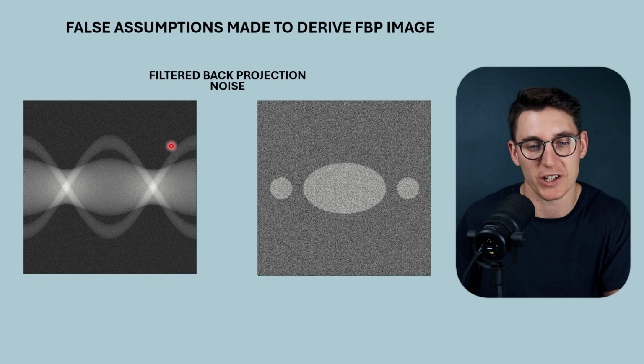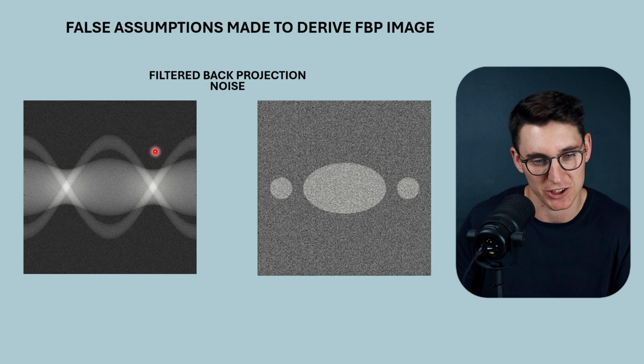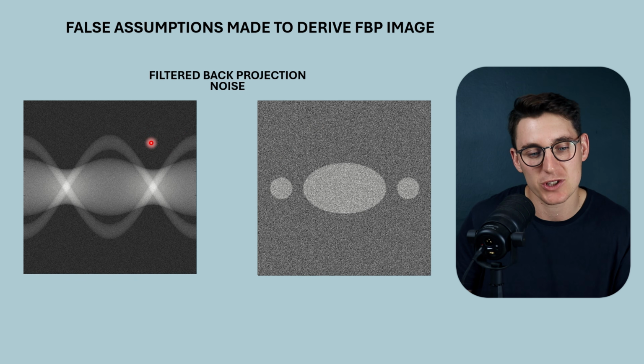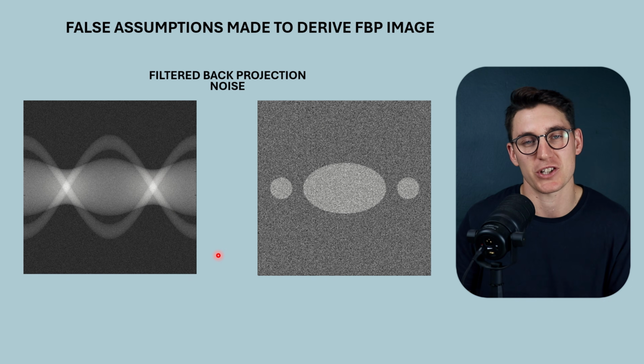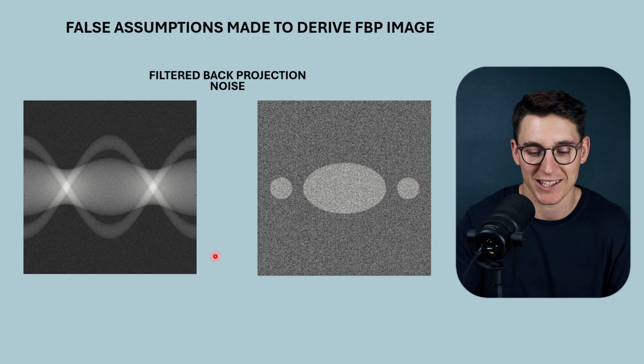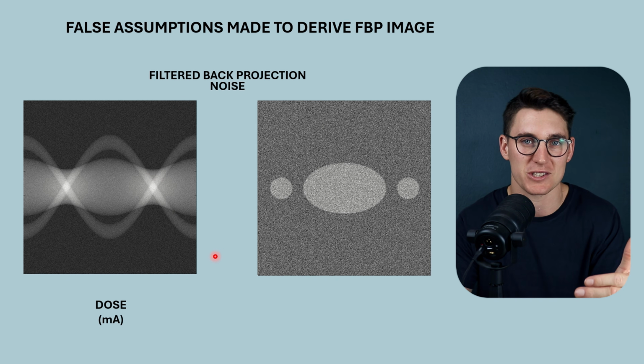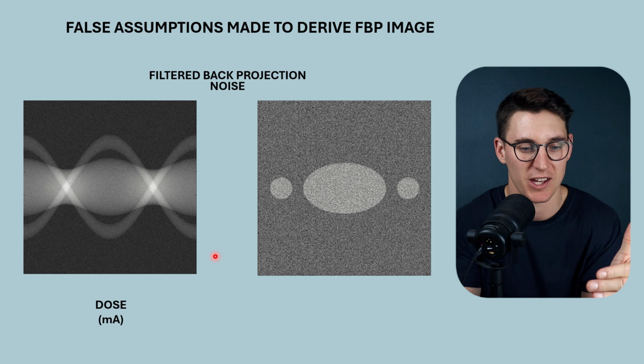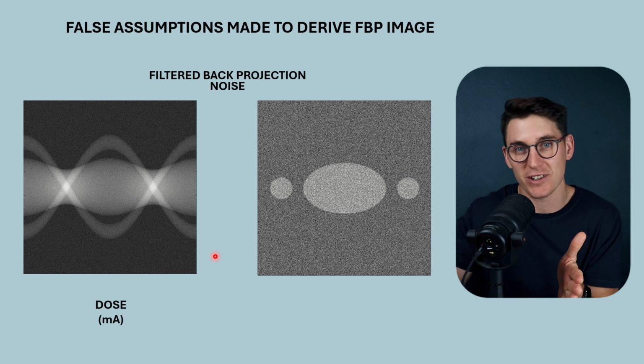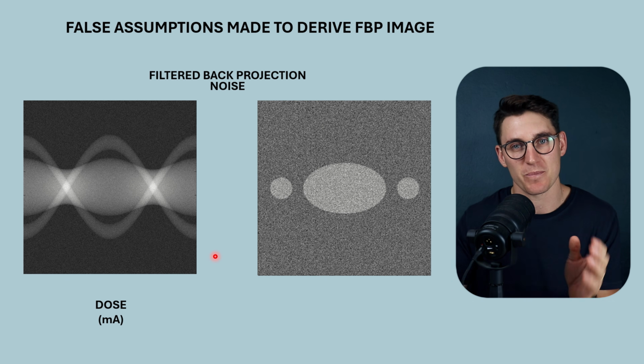If we were to look at noise that we looked at before in filtered back projection, there's one way of reducing that noise. To do that in filtered back projection, we can actually increase the dose. We can increase the number of photons that are heading towards the patient. And we do that by increasing the filament current in the cathode.